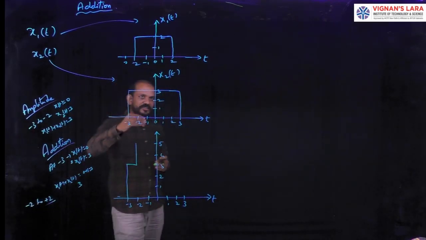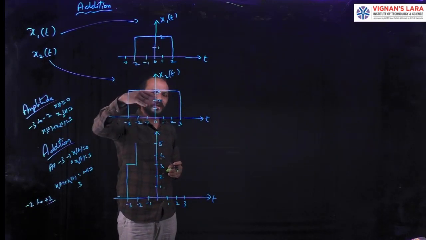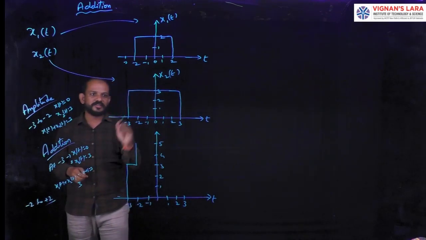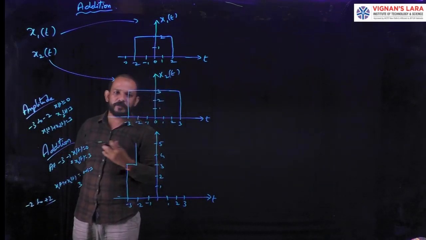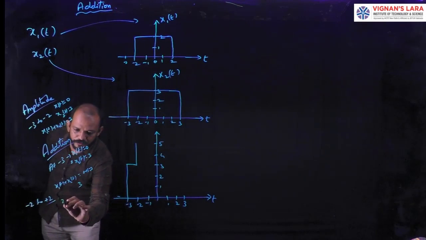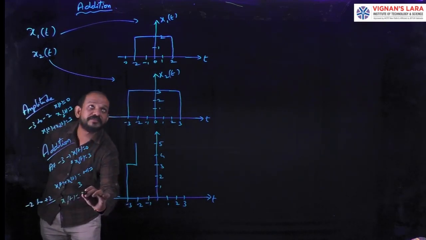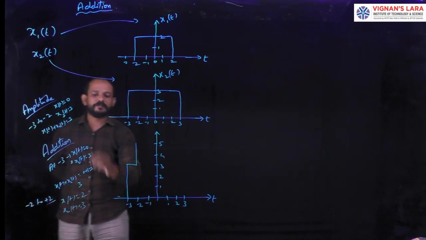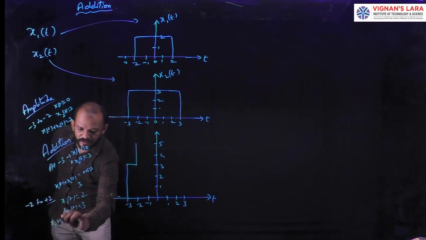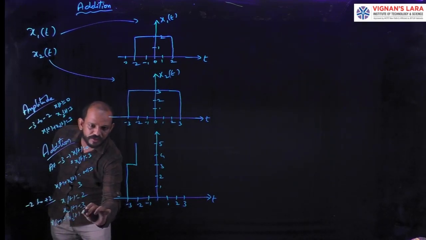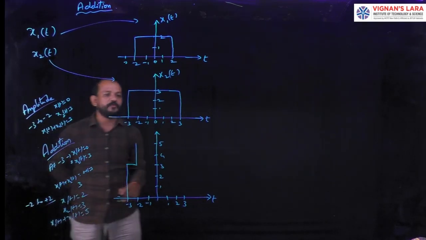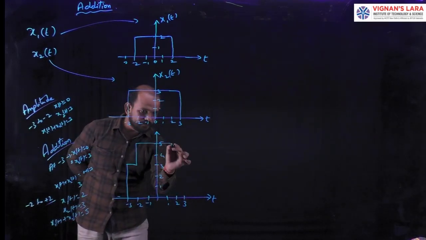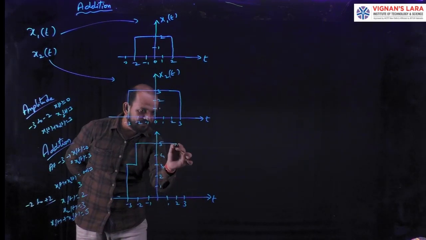If there is a variation with respect to either x1 of t or x2 of t, I have to consider up to that limit, wherever the variation occurs. So here, from minus 2 to plus 2, what is the value of x1 of t? That is 2, and x2 of t is 3. So I have to add them, x1 of t plus x2 of t, which is 2 plus 3, 5. So from minus 2 to plus 2, the value is 5.